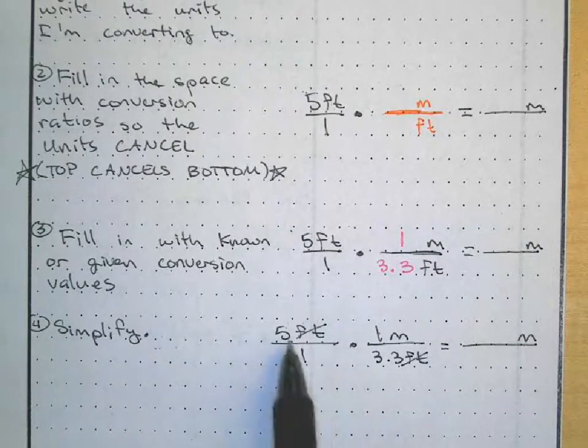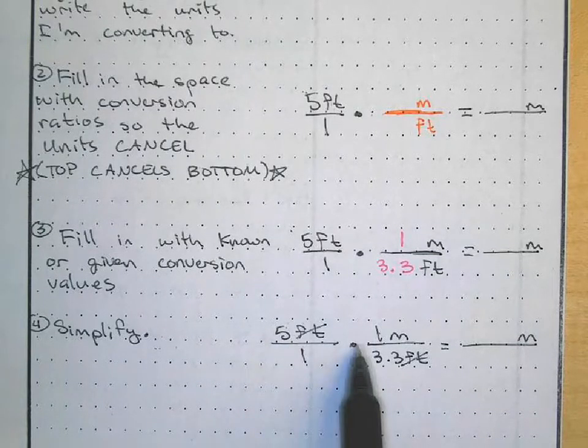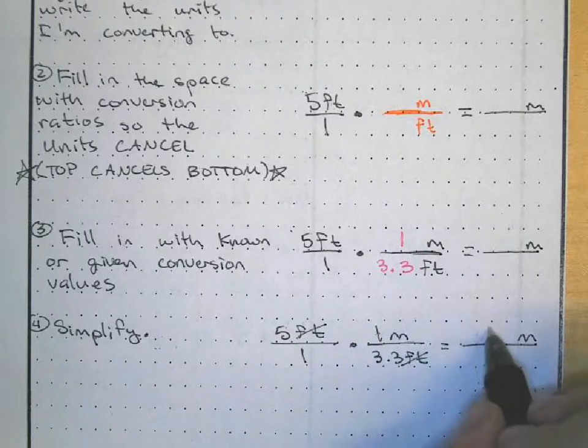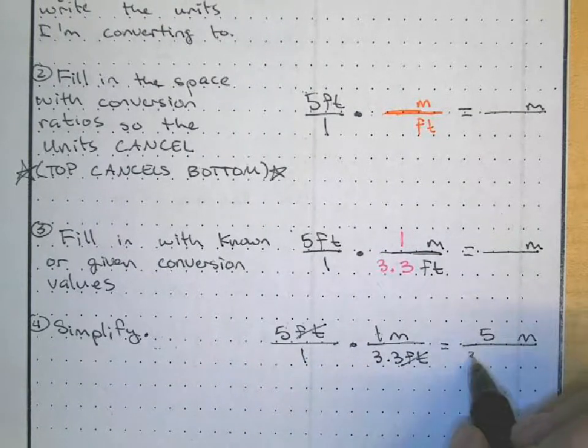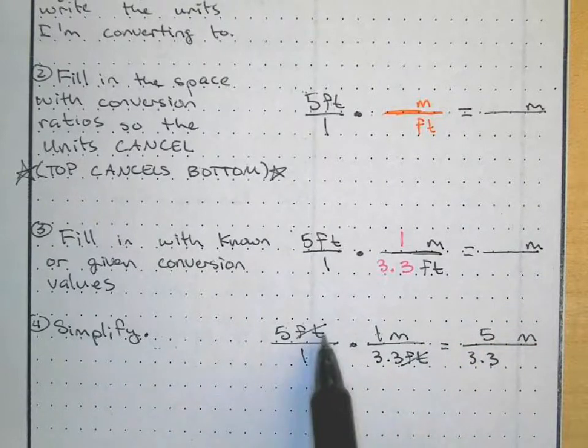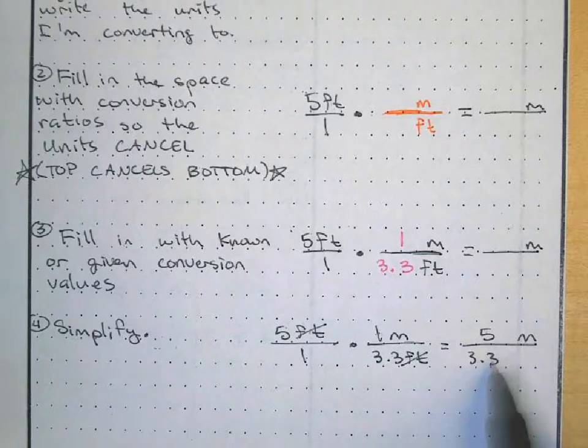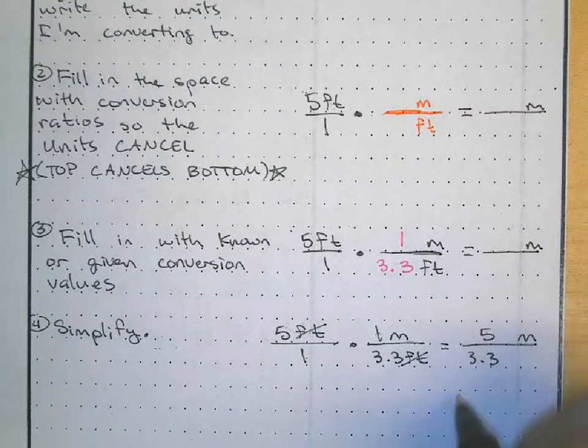Now we're multiplying fractions, so I'll multiply the top times the top. 5 times 1 is 5. And then I'll multiply the bottoms together. 1 times 3.3 is 3.3. My feet canceled, so there's no unit down here. I only have meters across the top. And now to finish simplifying, I divide. 5 divided by 3.3. And I get 1.5. So this would equal 1.5 meters.